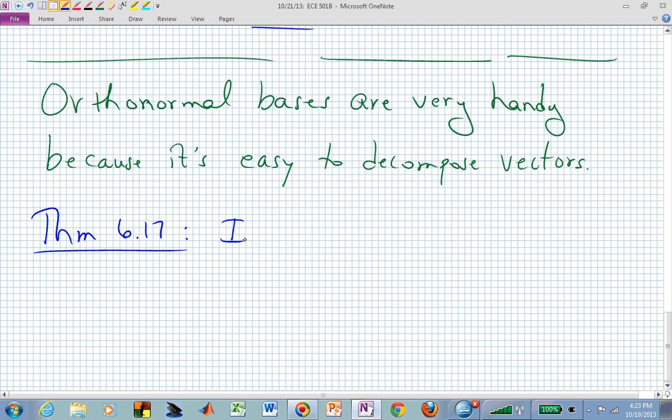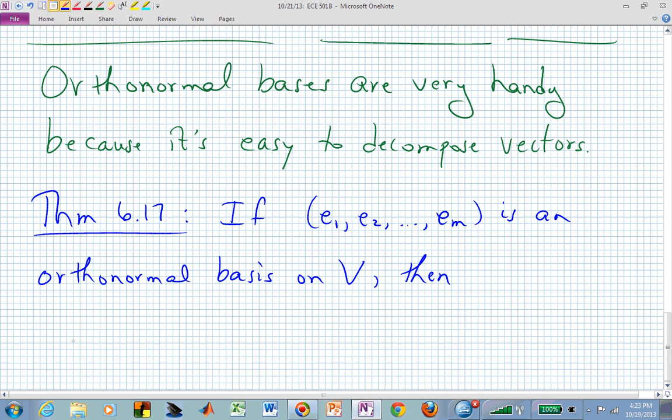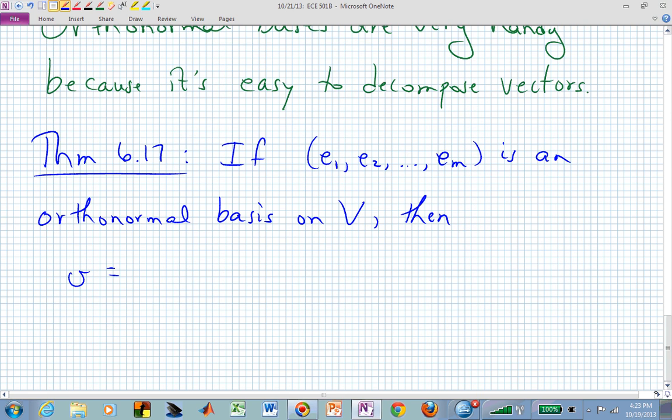And that provides us with theorem 6.17. If e1, e2, up to e sub m is an orthonormal basis on our linear vector space V, then we can conclude a couple of things. One is we can expand or decompose any vector v in terms of these orthonormal basis vectors.